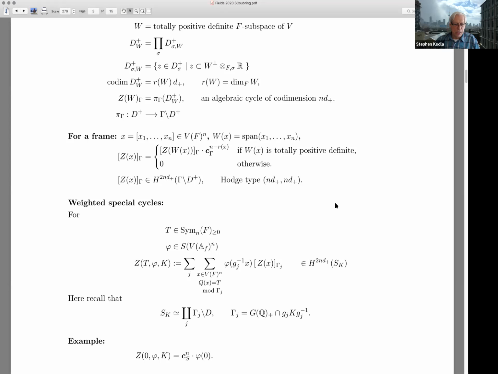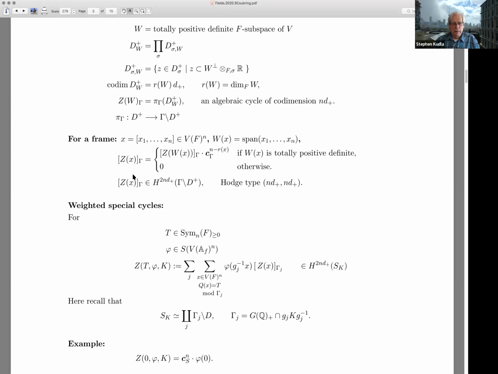I should notice, for example, that if you took simply x to be 0, which is certainly allowed here, but it's an n tuple of zeros, then of course the positive definite business will be essentially just 1 by definition, and then you just get the nth power of this tautological bundle.